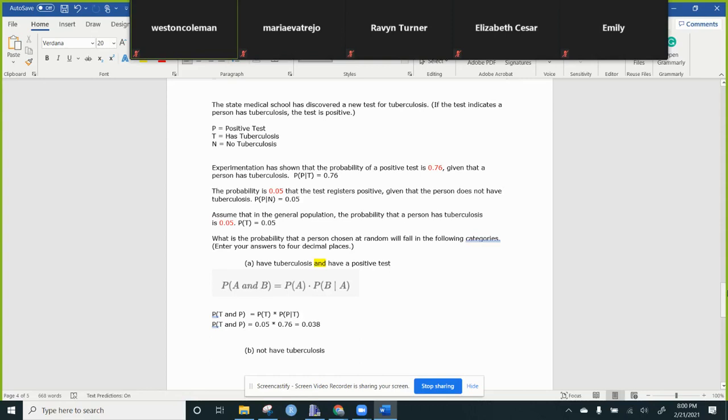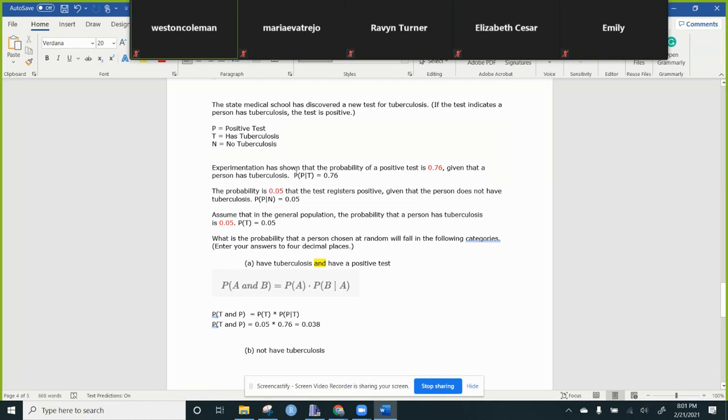New test for tuberculosis. If the test indicates a person has tuberculosis, the test is positive. All right, so I gave myself a P for a positive test, a T if you had tuberculosis, and an N if you did not have it. They told me experiment shows that the probability of a positive test is 0.76 given that a person has tuberculosis. So I wrote that as P(P|T), and I put what that is.